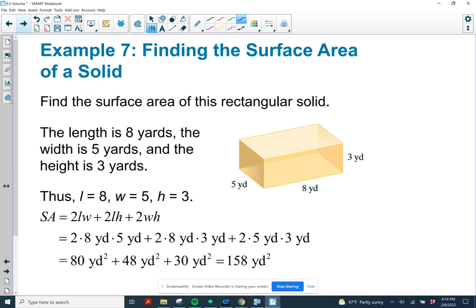And then example 7, it's already worked out, so I'm just going to let you read through that one. We literally just look at the length, the width, and the height, plug numbers into the formula, do the calculation, come up with an answer. And that is the end of our video.